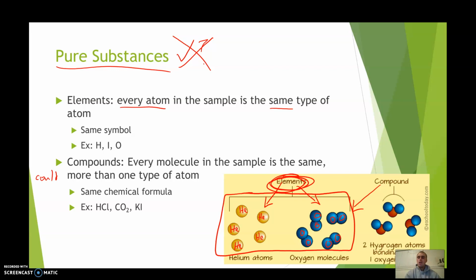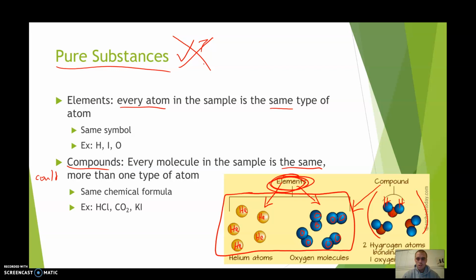Okay. Now let's look at compounds over here again. So here we've got, this would be H and O for H2O. Okay. Again, we've got chemical bonds going on here. So this is one particular substance. It's a compound, a molecule of water. And in this sample here, I've got a whole bunch of water molecules. Since every molecule is the same, it is considered a compound.